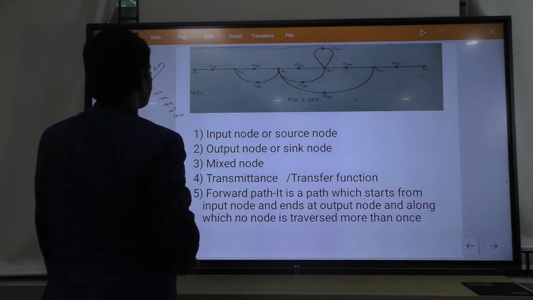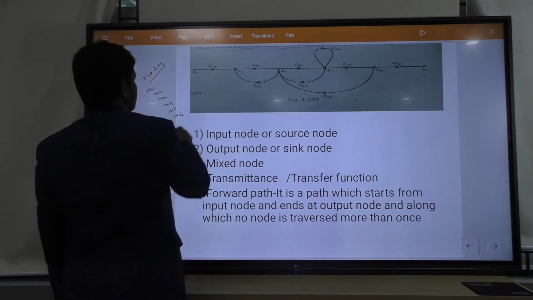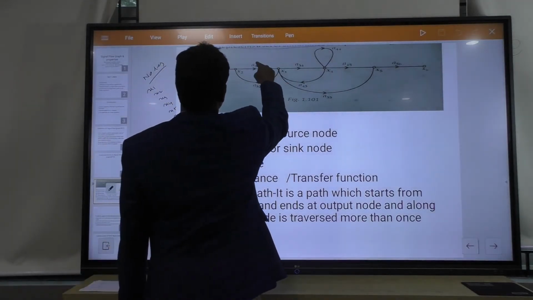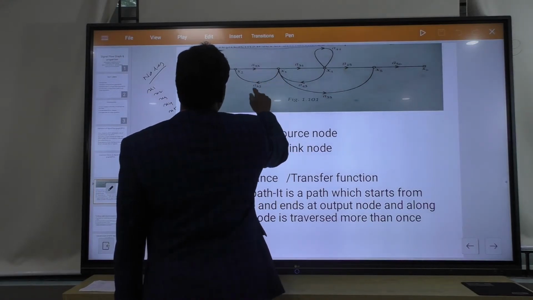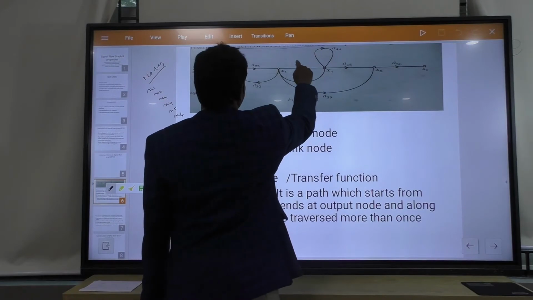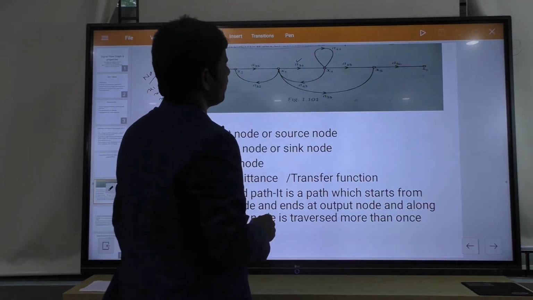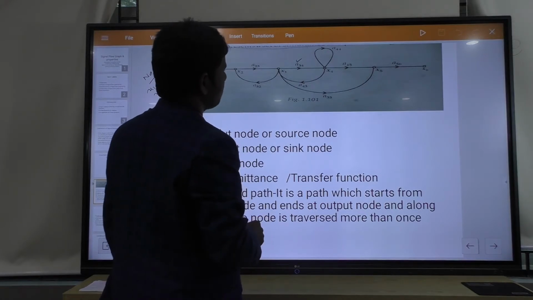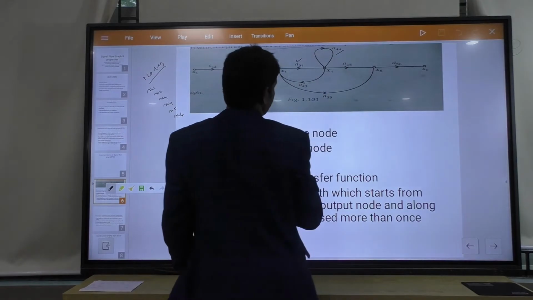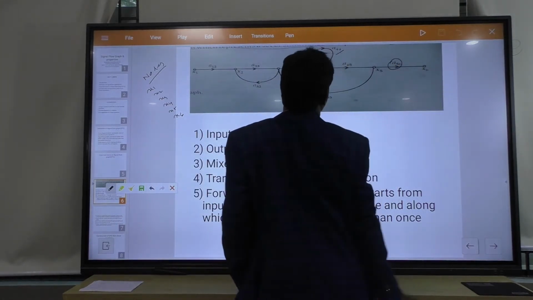So see, an arrow mark is given here for the x1 to x2 branch, with transmittance A12. x2 to x3 transmittance is forward A23, backward A32. Similarly, x3 to x4, A34 is the transmittance. Then x4 to x5 transmittance is A44. This is a loop, you see, a self loop. Transmittance is A44. Similarly, x5 to x6 transmittance is A56.